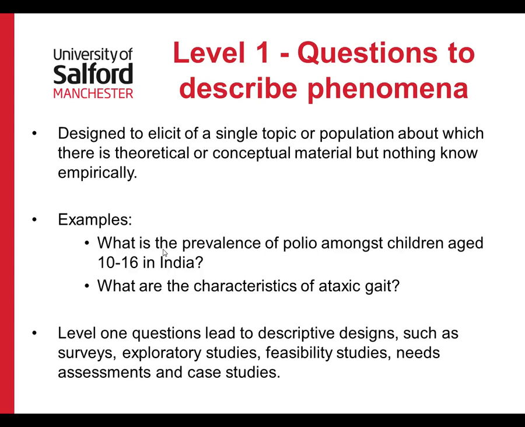So, if we simply wanted to understand the prevalence of falls in a particular elderly population, we might carry out a survey. And typically level 1 questions lead to surveys, descriptive designs, exploratory studies, needs assessments and case studies. Just as an example, we might ask, what's the prevalence of polio amongst children aged 10 to 16 in India? Or we might ask, what are the characteristics of ataxic gait? And you can see there that we're not actually trying to understand any cause or effect or potential correlations between variables, just simply to describe a particular phenomena.